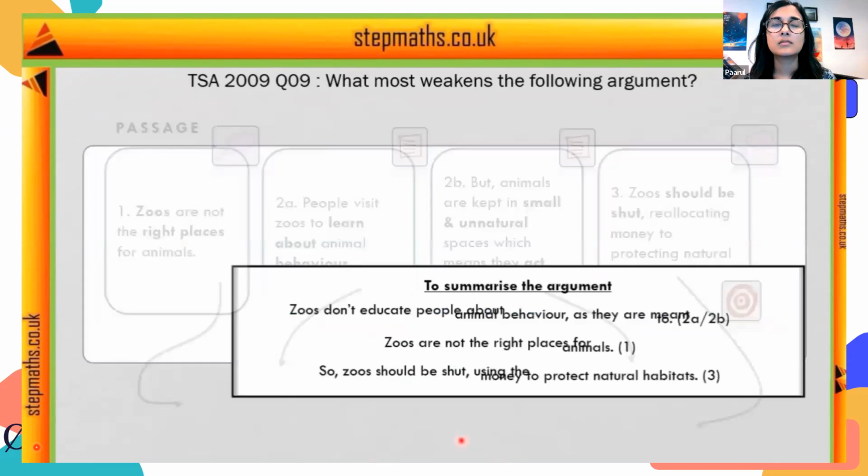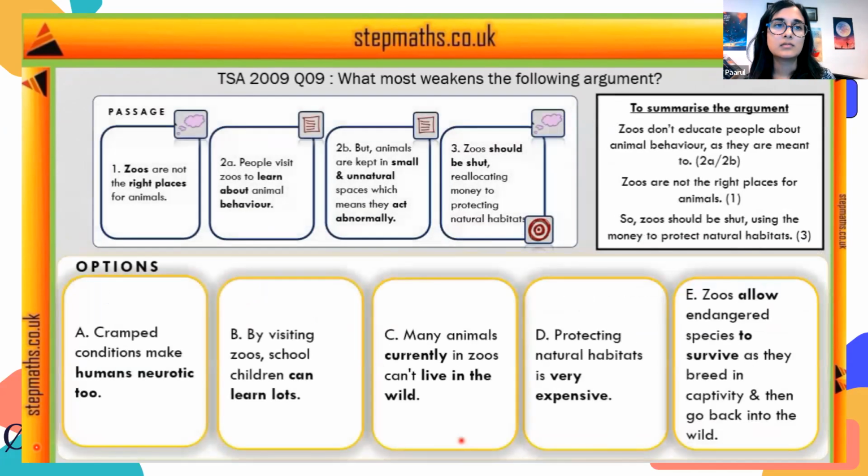So let's have a look at these options and see which would weaken the argument. A says that living in cramped conditions also makes humans neurotic. Being neurotic is one of the ways the passage originally described animals acting abnormally, and it generally means being anxious or depressed. So if living in cramped conditions also makes humans neurotic, and one of the writer's points was that living in cramped conditions makes animals neurotic, would this being true weaken the argument?